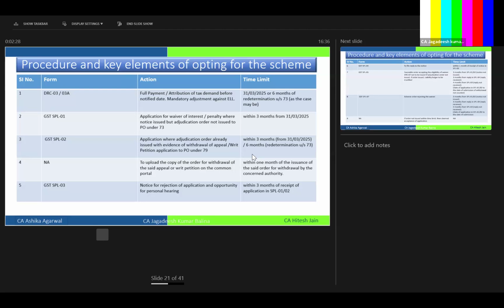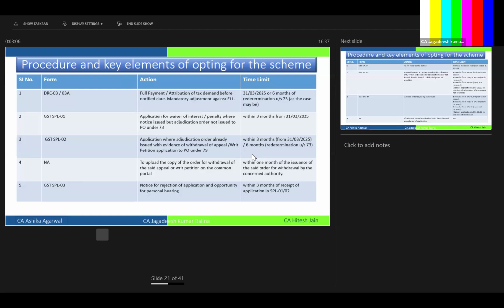In order to file this, if any appeal is pending before the appellate authority or the next level, like any writ petition pending before any High Court or the Supreme Court, we need to withdraw it. Then only you can opt for this scheme. You also need to enclose the evidence that you have withdrawn your appeal. Then only the proper officer will accept your application. So you have filed your application in SPL 01 or 02, whatever it may be.